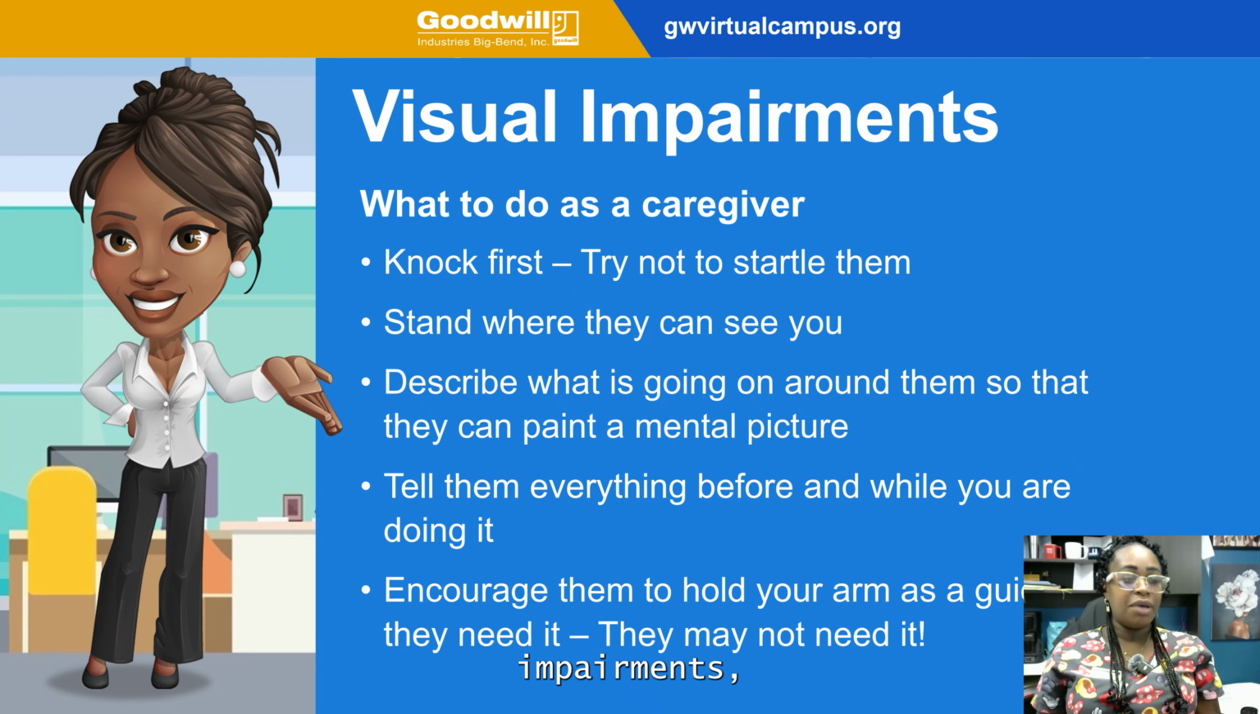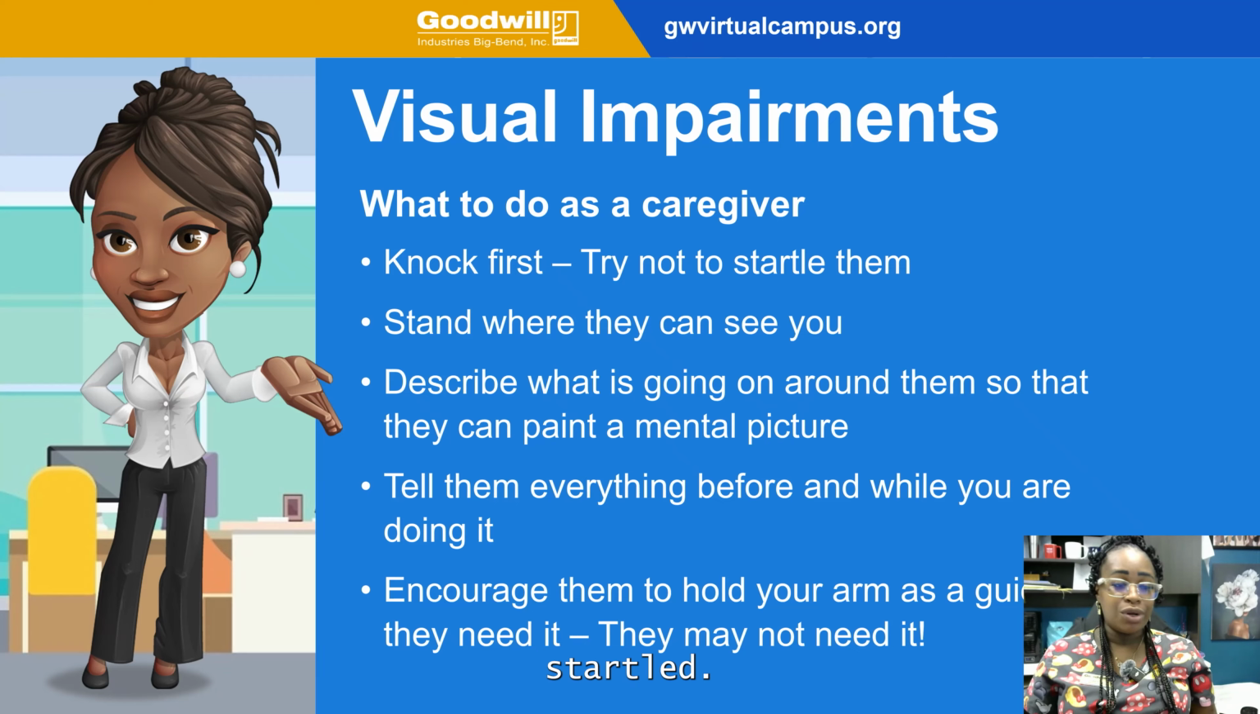With visual impairments, when you're doing skills, you're going to learn this firsthand so that we know how to communicate with our residents and make sure we reach the goal to continue to do what we need to do. So we're going to knock first. That way we don't startle them when we come into the room, and we're going to stand where they can see us. We're not going to stand back at the door and start talking to them because they may not see us or understand who we are, and then they'll be startled and worried about what's going on.